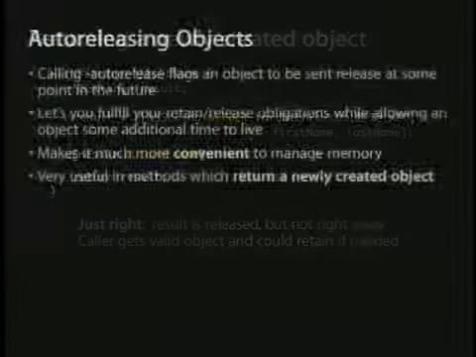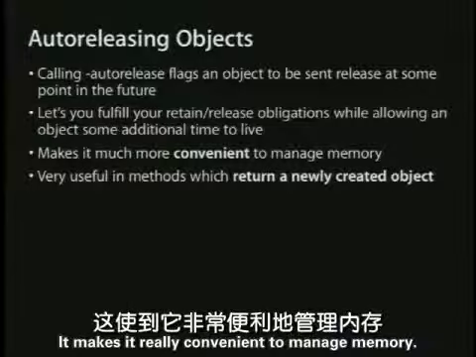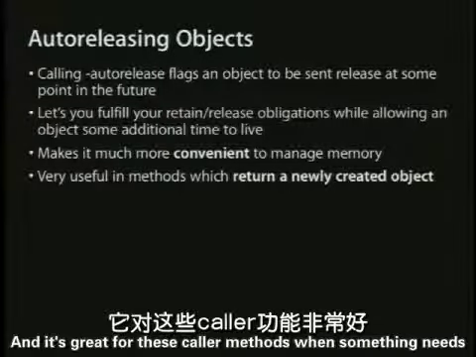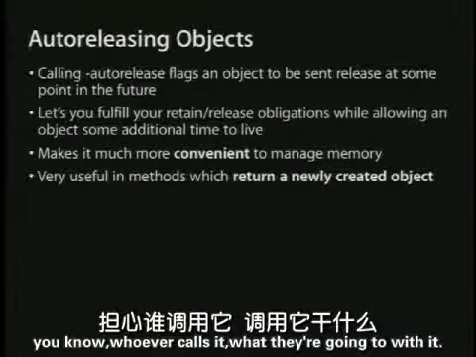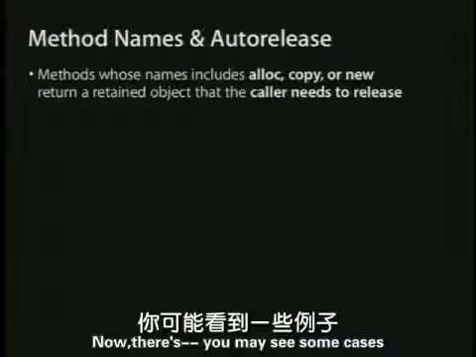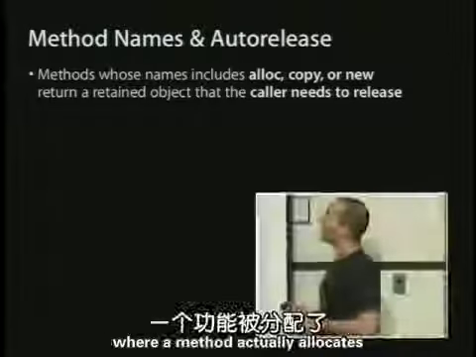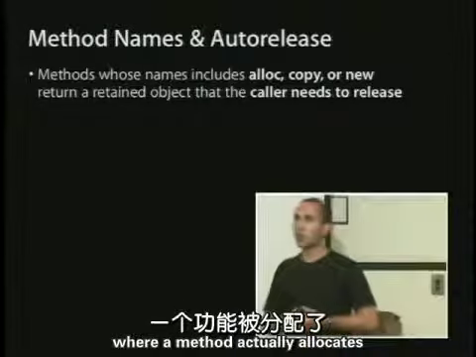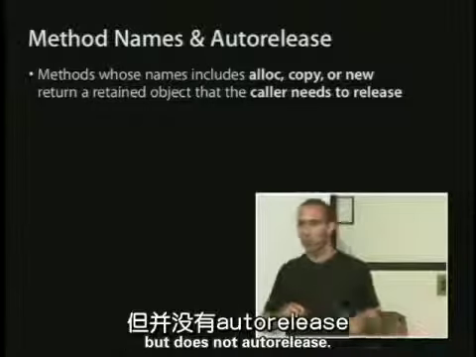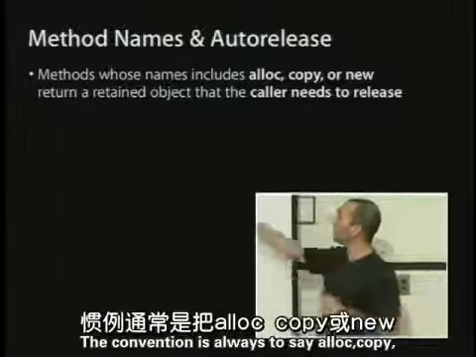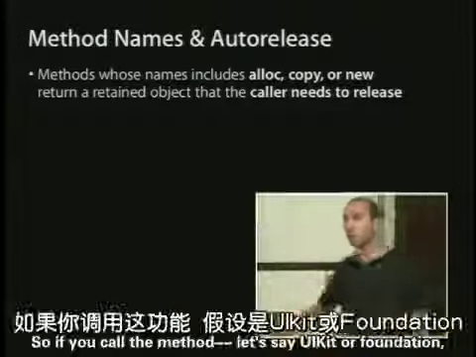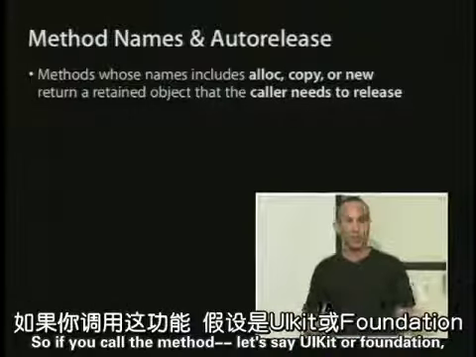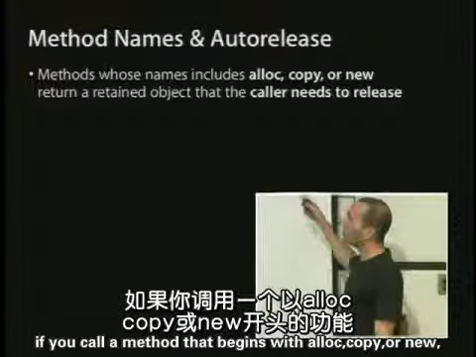Okay, so again, autorelease flags the object such that it will be called with release at some point in the future. It lets you make sure that your class is doing the right matching of retain and release. Right? Again, if we look at this, our alloc is matched by an autorelease, so +1, -1 as far as we're concerned. It makes it really convenient to manage memory, and it's great for these methods when something needs to create an object and return it without worrying about what whoever calls it is going to do with it.